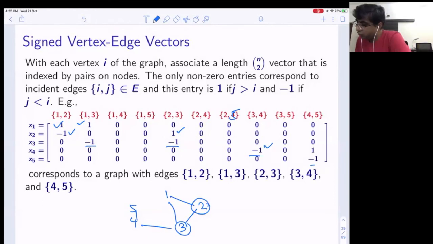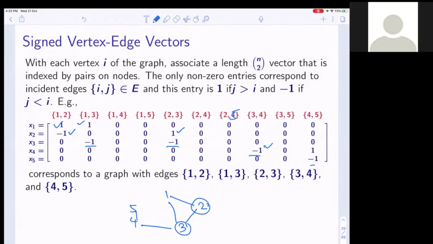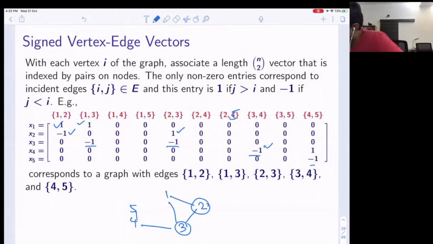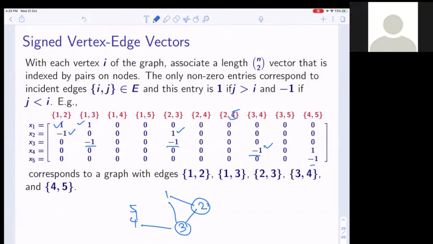But 4 should also have an edge with 3, right? 3, 4. Yeah, that's -1. Yes? So in the row which is corresponding to the third vertex, third is adjacent with 4, but you didn't put 1 there. For the edge 3, 4, you should have 1 because 4 has an index more than 3.